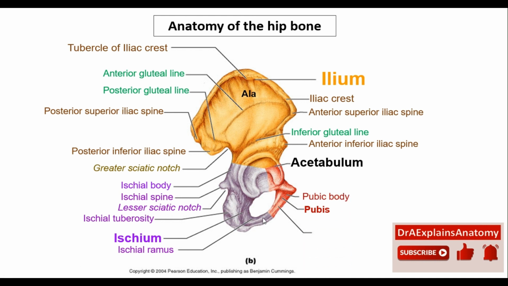This is the pubic body. And this is the inferior pubic ramus. We have one ischial ramus, whereas in the pubis we have two pubic rami. One is superior and one is inferior. In that view, we can only see the inferior pubic ramus.